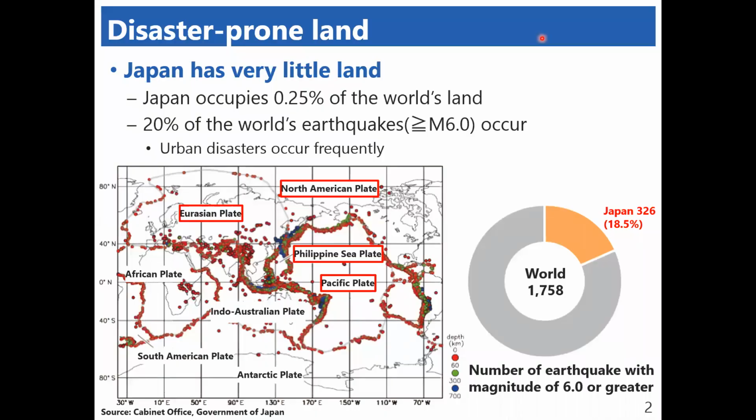So as you all know, Japan is one of the disaster-prone countries around the world. Although Japan occupies only 0.25% of the world's land, surprisingly, 20% of the world's earthquakes with a magnitude of 6.0 or greater occur in Japan due to the plate boundaries of four plates. Also, urban disasters like urban fire occur frequently in connection with natural disasters. Accordingly, we can understand why Japan is a land susceptible to disasters.